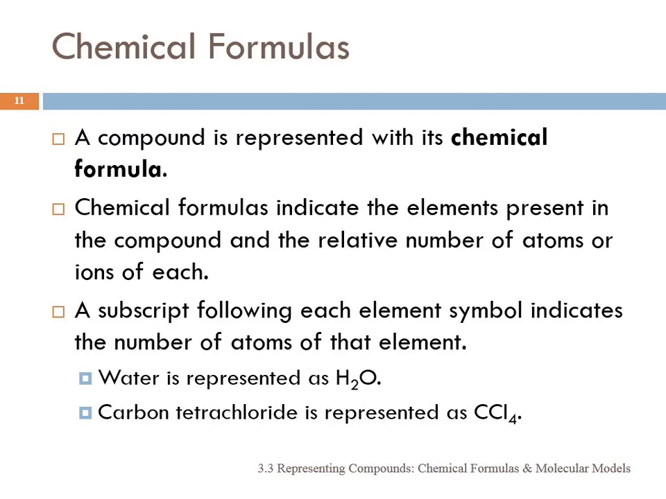Chemical formulas. So we represent compounds with chemical formulas. It's kind of a shorthand. The chemical formula tells us which elements are present in that compound and the relative number of atoms or ions of each of them. And we do this with the element symbols and numerical subscripts. So the subscript follows the element symbol and tells us how many atoms.